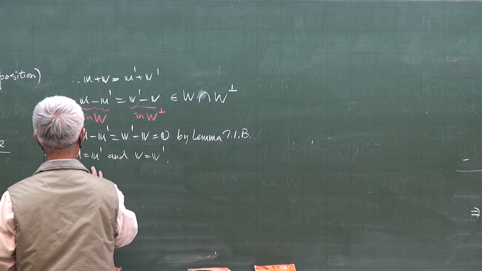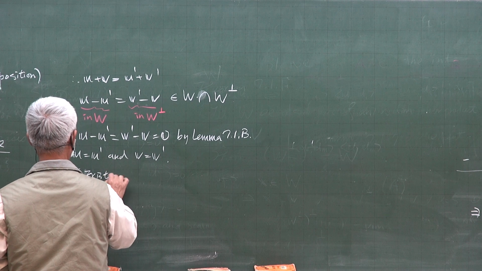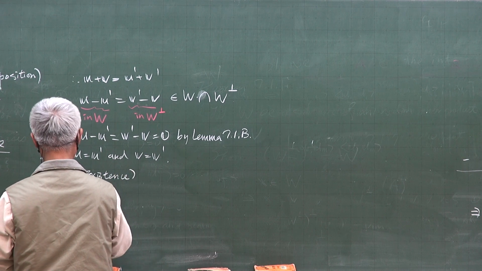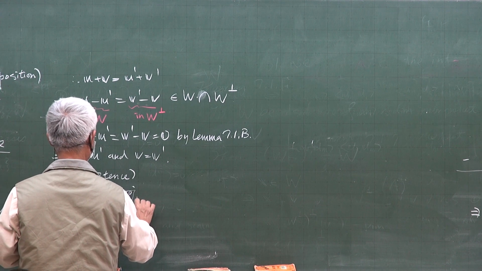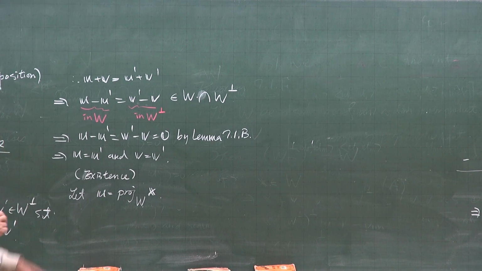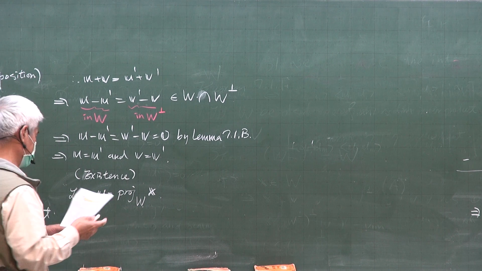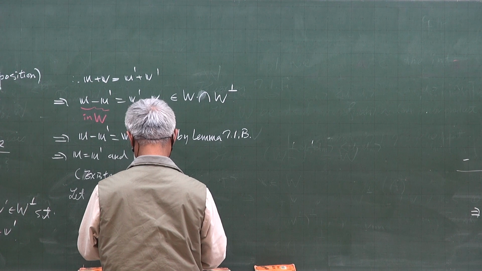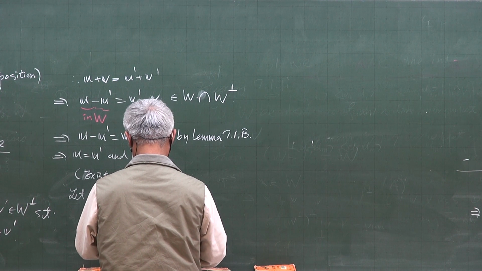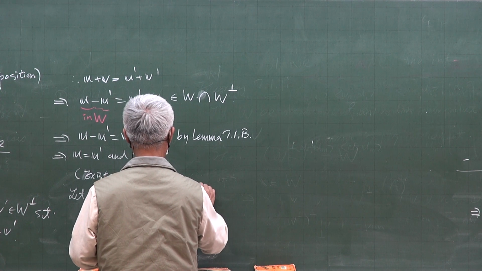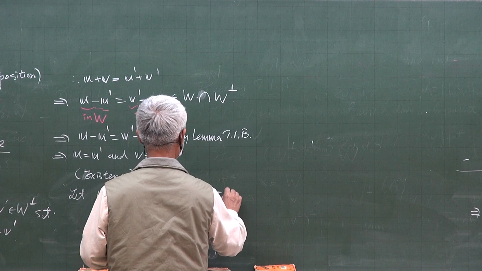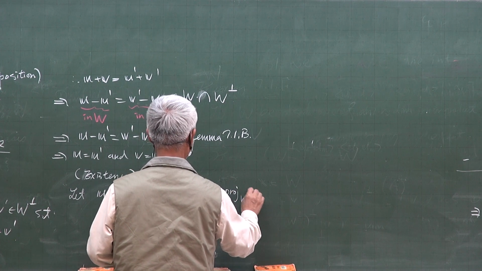The second part is the existence. Alright, so we let u be the projection of the vector X onto the subspace W. And we define v to be X minus the projection.